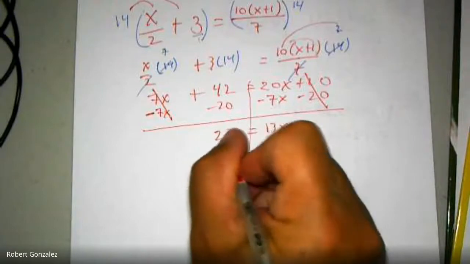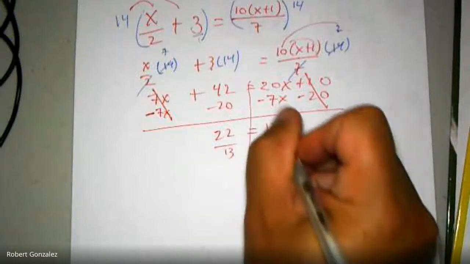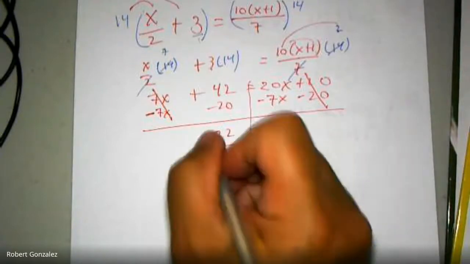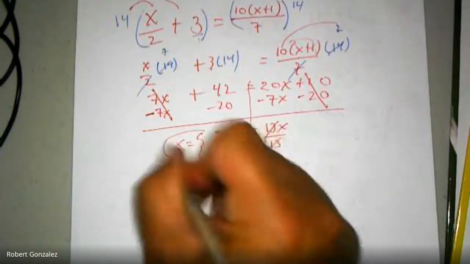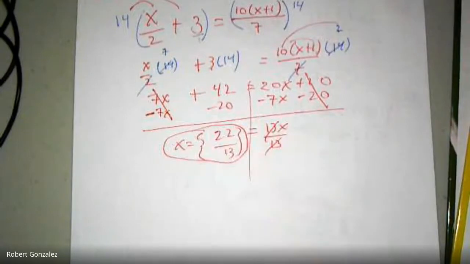I'm going to divide by 13. And I'm done. x equals 22/13.